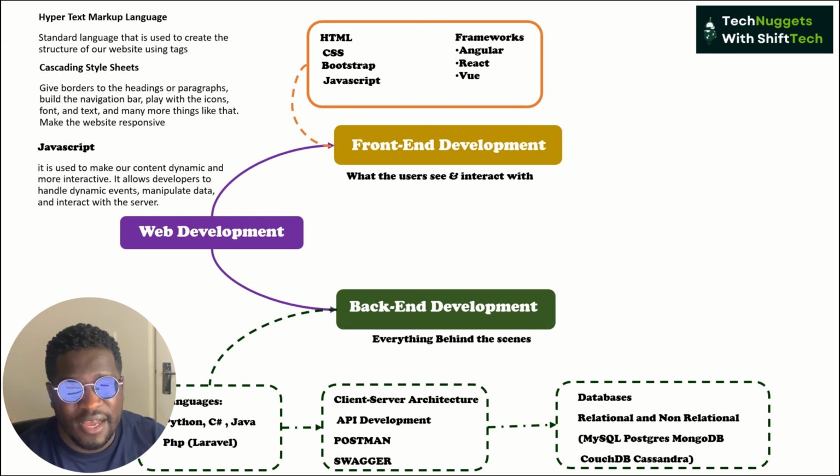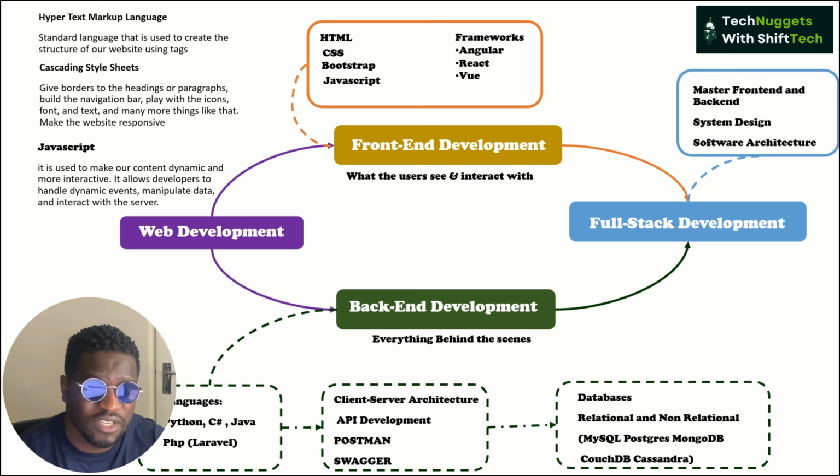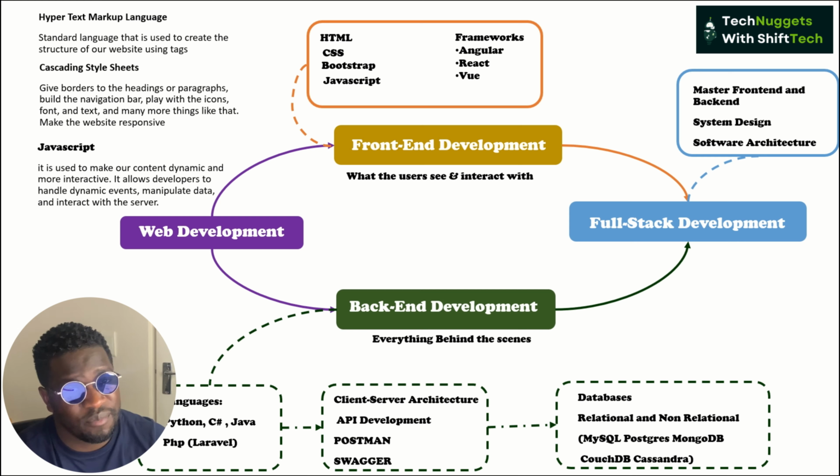So now that you have a clear picture of the two types of web development, it's time to move on to full stack development, right? When it comes to full stack development, we are saying you have mastered front end, you have mastered back end, now you are a full stack developer, right? It's not only that you need to master these two first for you to become a full stack. A full stack is more like an all-rounder. You can work on the front end, you can work on the back end, right?